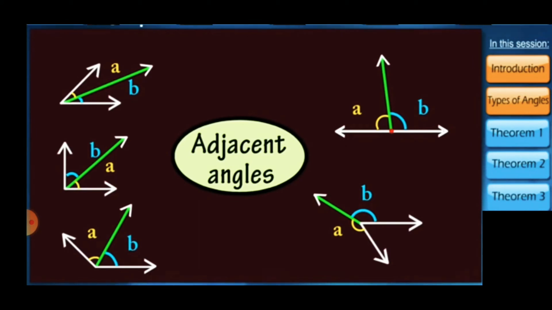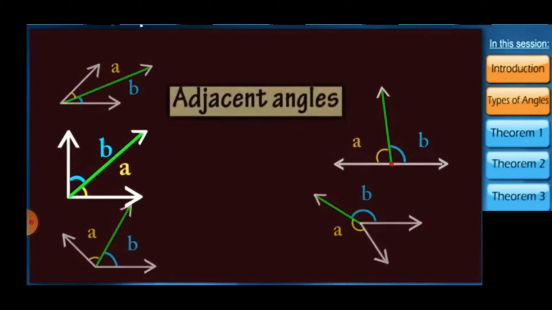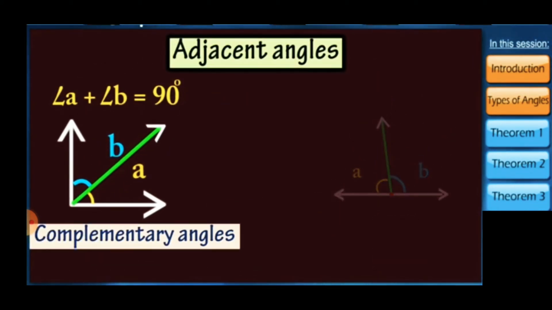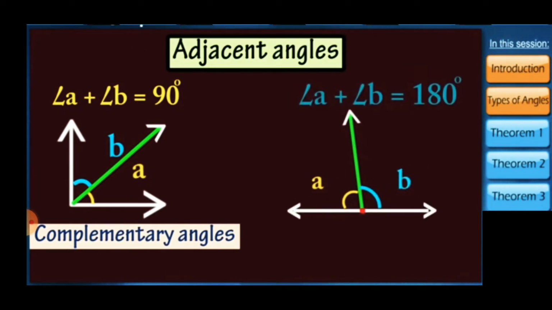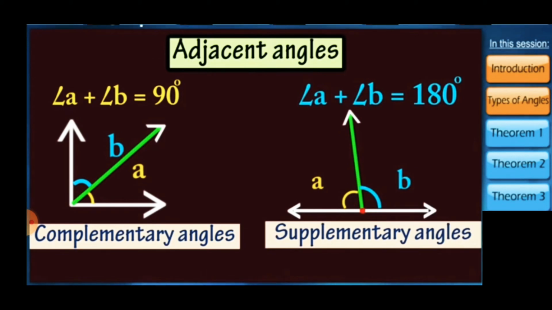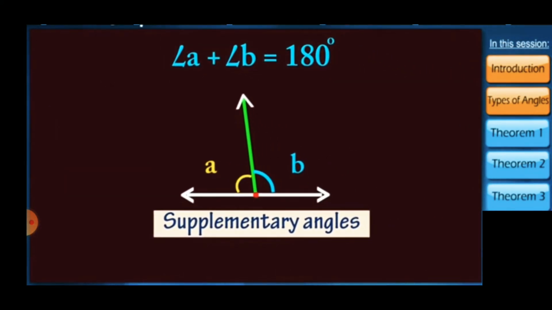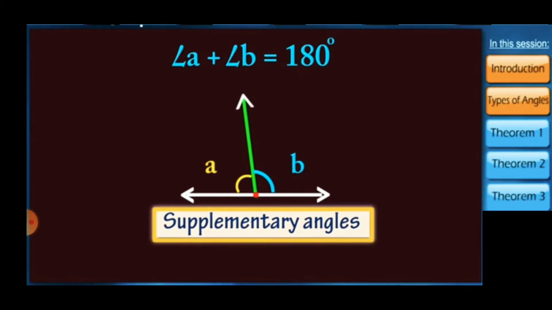But when the addition of the adjacent angles is 90 degrees, they are called complementary angles. And if their addition is 180 degrees, then they are known as supplementary angles. Another way of calling supplementary angles is a linear pair of angles. As of now, there was only one ray standing on the line and we call it supplementary angles.